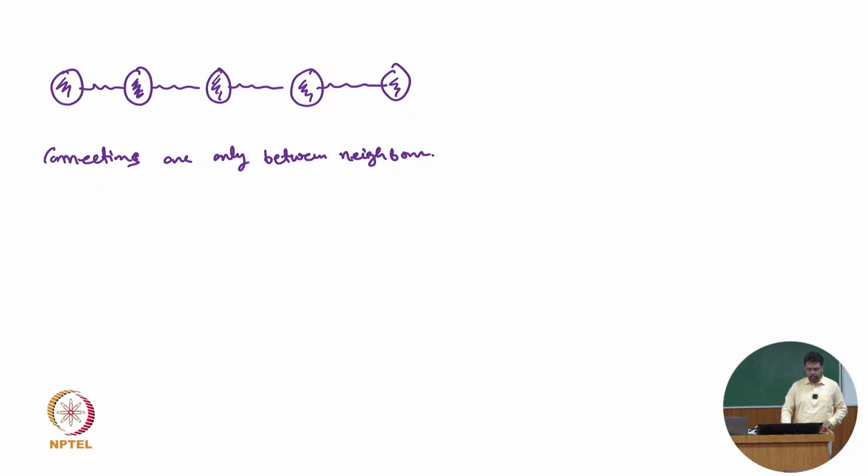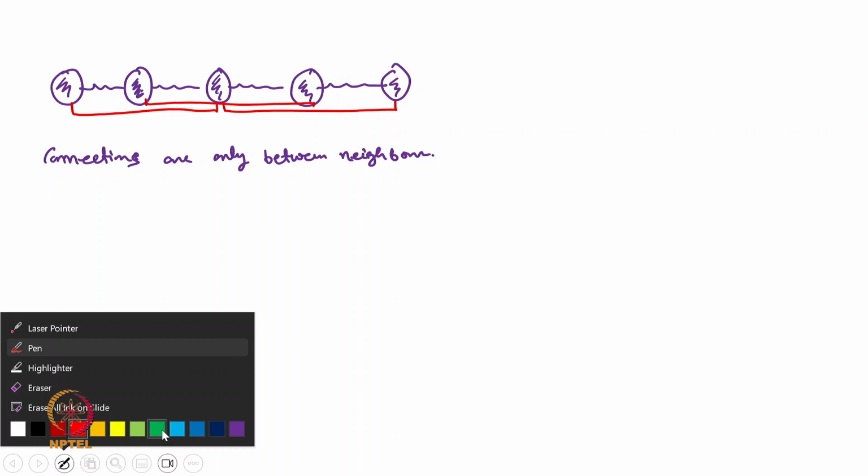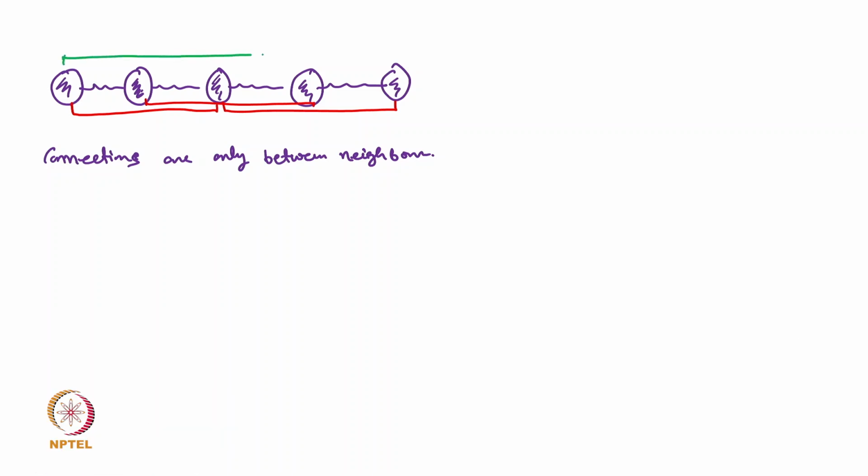But now, can it be possible that there are some non-local connections, or non-neighboring connections? For example, can we have a connection like this and this? Then what will happen? Or maybe some sort of tertiary level connection, like this one connecting with this one, and this with this, a tertiary level of connection.